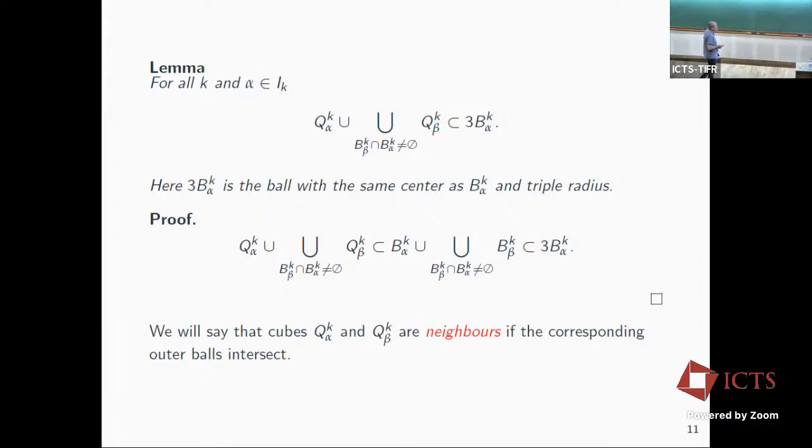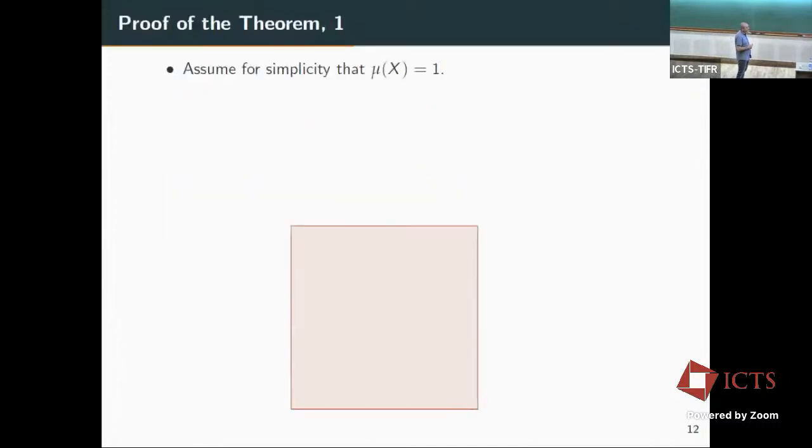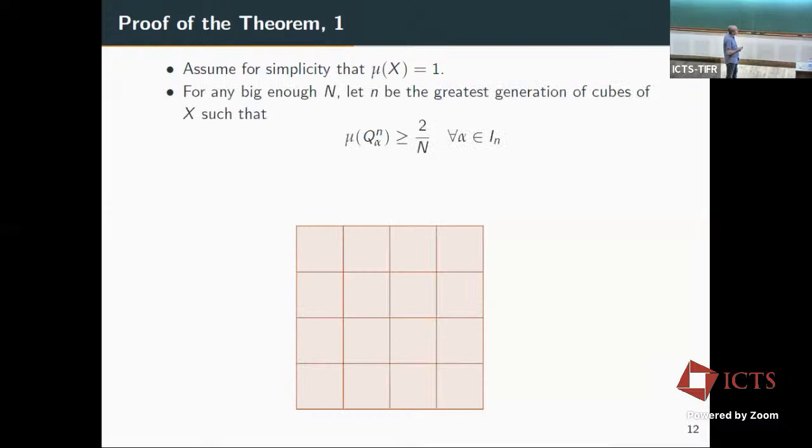So this gives us an idea of the vicinity of cubes. And here we go with the proof of the theorem. It's very geometric, so I have some pictures. So first of all, I assume that mu x is equal to 1. So we have a little simplification of the whole thing.